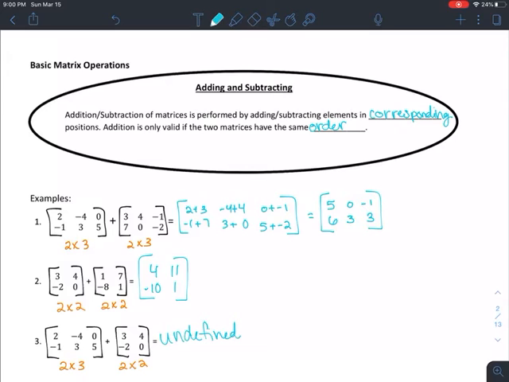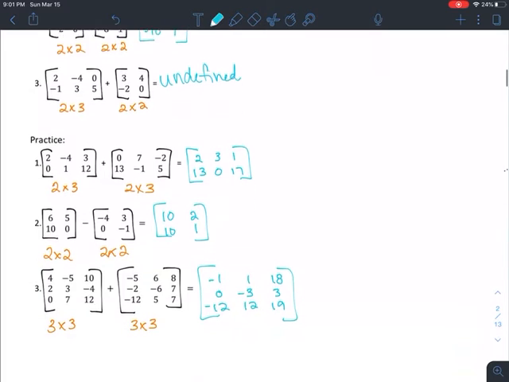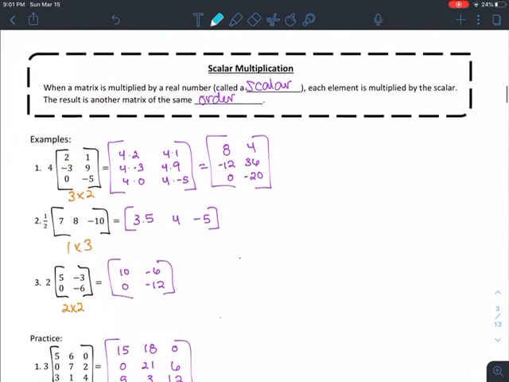Then we talked about how to add and subtract things. Remember that we added the corresponding values to find the new matrix, and the two matrices had to have the same order, so they had to be the same size matrix. And then we did some example problems, and you guys practiced that on your own.